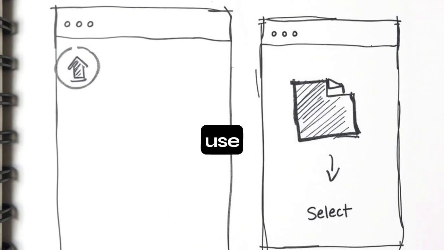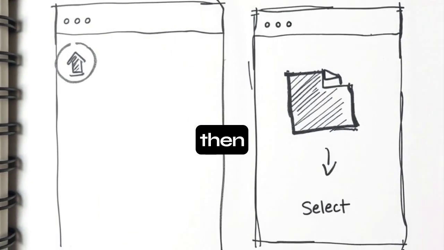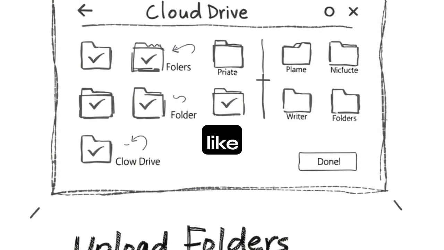Method 2. Use the Upload button. In iCloud Drive, click the Upload icon, then choose your folder from the file picker. The folder will upload just like before.